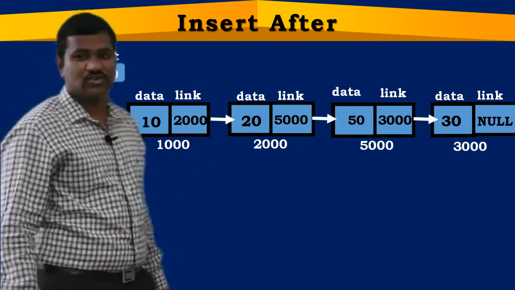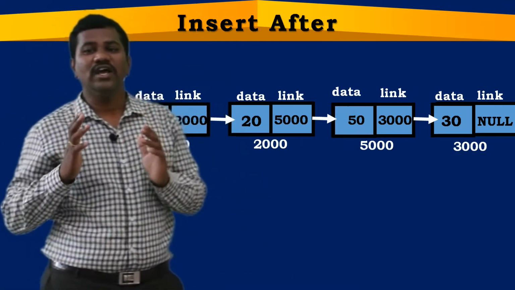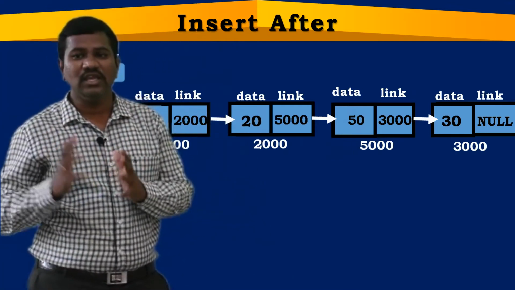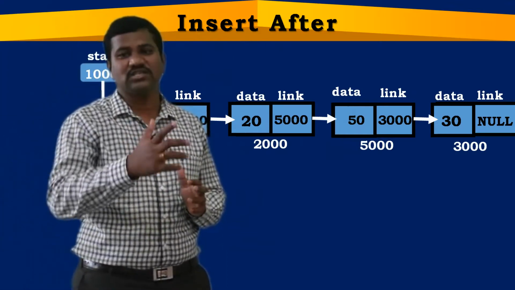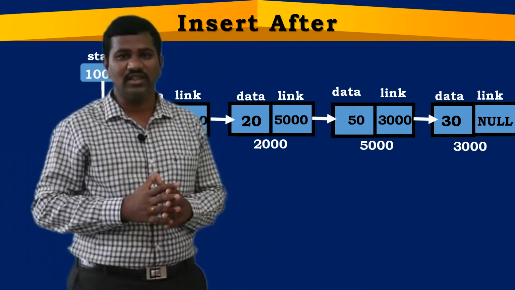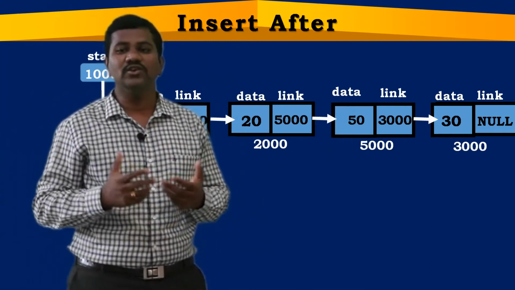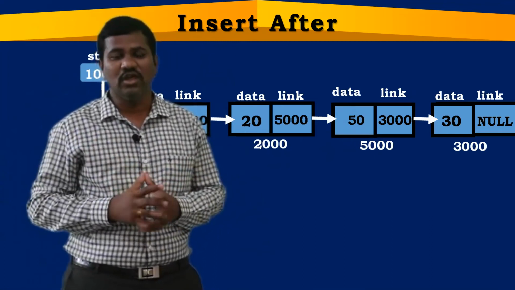Address of first node, right? That is how a node has been inserted after any given node. This is a case where you find a node in the list. Suppose you don't find a node in the list, then we need to say that no node exists with that value.